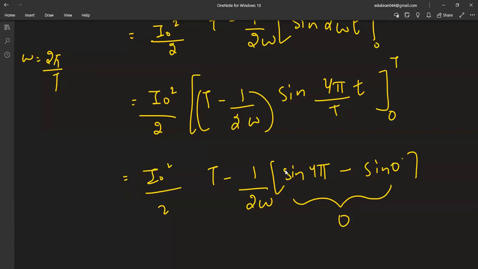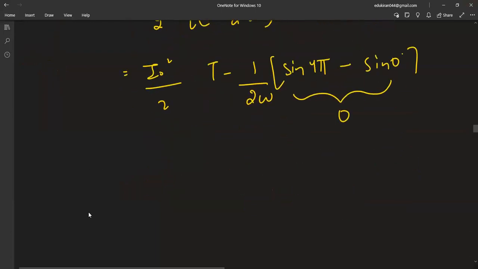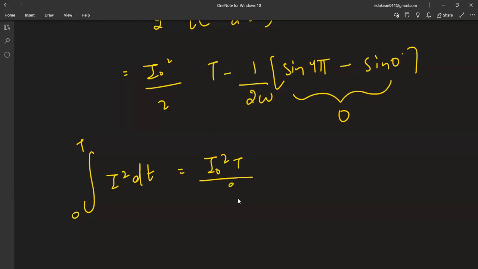Now see, so the entire part will be 0. 1 by 2 omega into 0 is also 0. So ultimately we are just left with what we were calculating. We were calculating this part, I squared dt from 0 to T. Which step, Fia? This step. Yes, ma'am. That step.